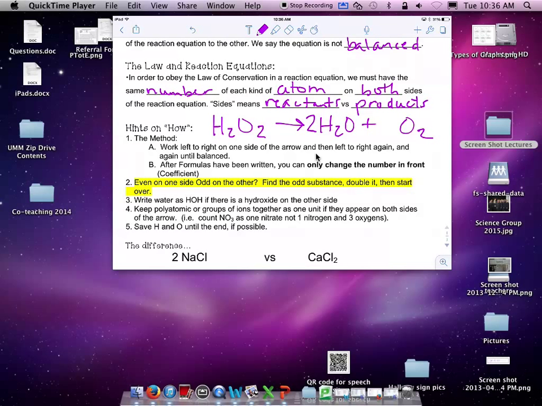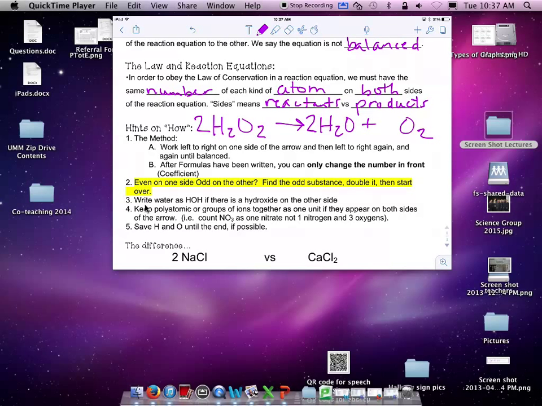And then I'm going to start over. So if I put a 2 here, that multiplies to everything. Well, now I've got 2 times 2, that's 4 hydrogens. So over here, I need 4 hydrogens, so I'm going to put a 2 in front of there. Now I've got 2 times 2, there's 4 hydrogens, but then 2 times 2, also 4 oxygens. Well, 2 times 1 oxygen plus 2 oxygens, that means I have 4 oxygens. So now this is a balanced equation.